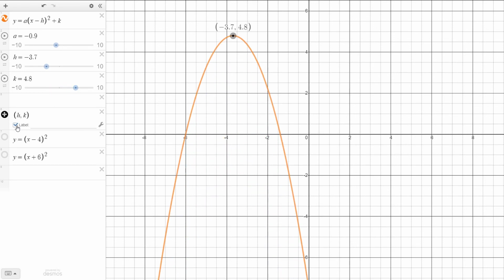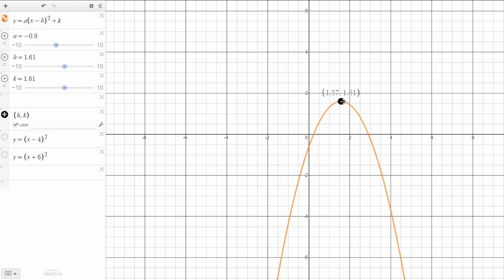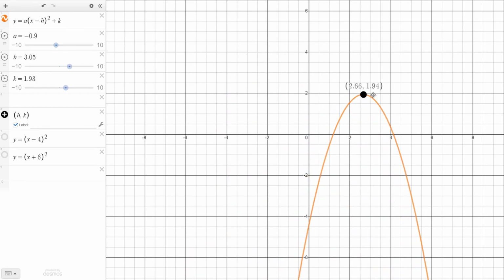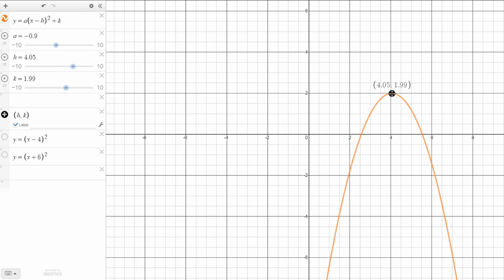And if we take a look at what my h and k actually are, they're the values of the vertex, believe it or not. So that h and k, that is the vertex. So as I shift this parabola around, we can see that the numbers change for h and k. So here I'm at about 2 and 2. And maybe let's go over here to 4 and 2. And I can see that my h is about 4 and my k is about 2. And that is how we would write our equation down.